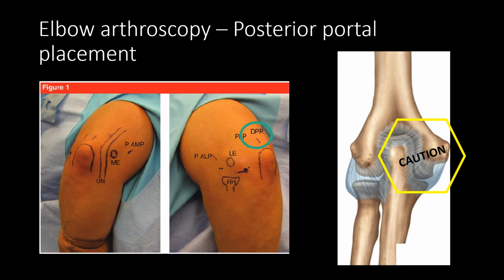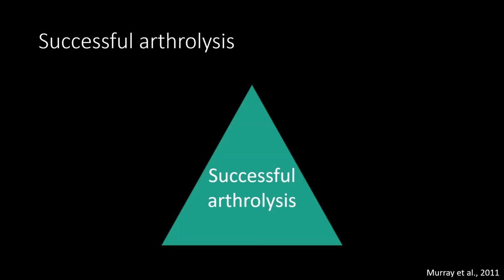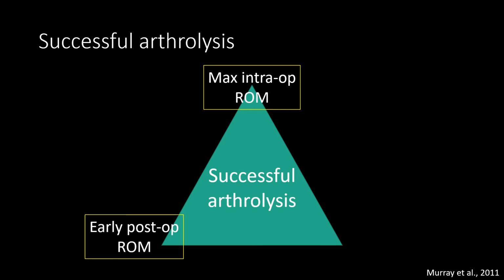Any loose bodies or osteophytes from the olecranon or olecranon fossa can then be dealt with, and the ability to achieve full extension of the elbow can be assessed. This is then followed with release of the posterolateral and posterior medial joint capsule and adhesions between the triceps tendon and the humerus. Murray and colleagues described the factors that help to contribute to a successful arthrolysis. This includes achieving maximal intraoperative range of motion, starting early postoperative range of motion, and providing adequate pain control postoperatively to help with ongoing maintenance of motion.